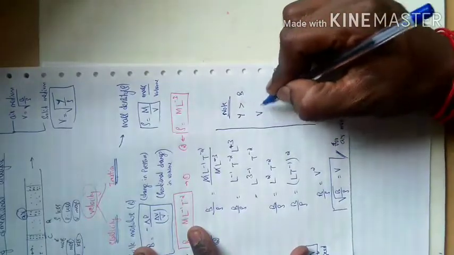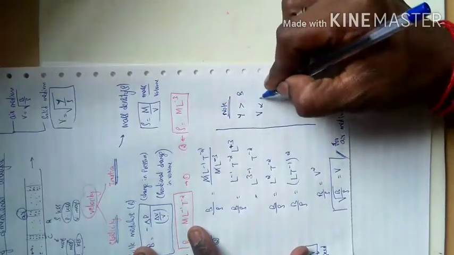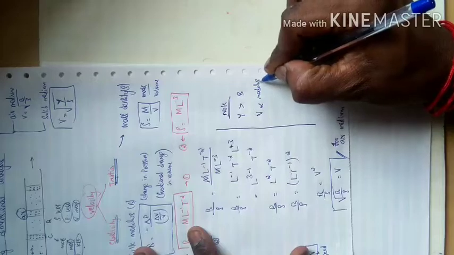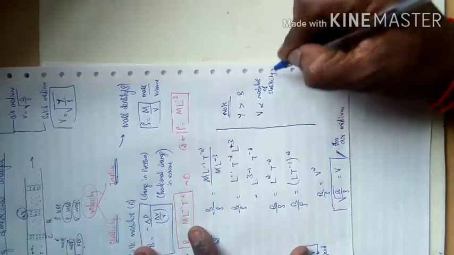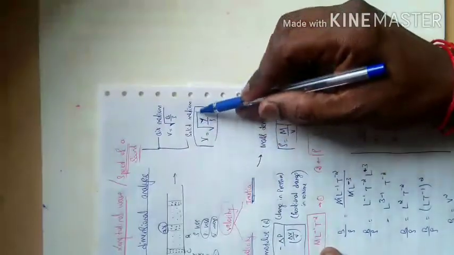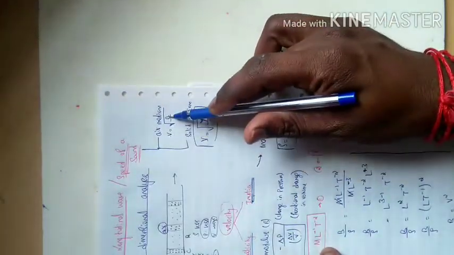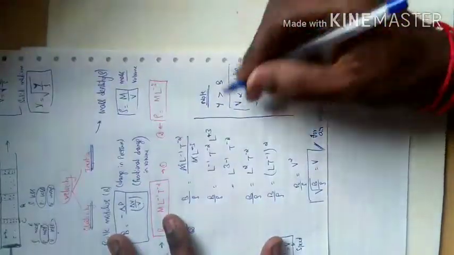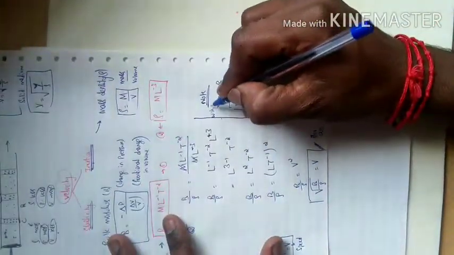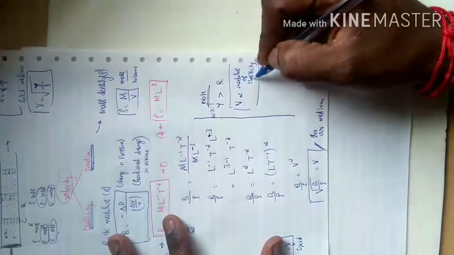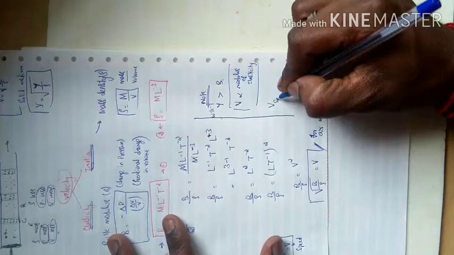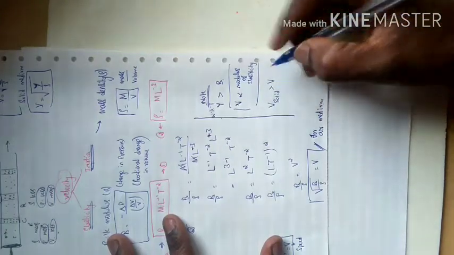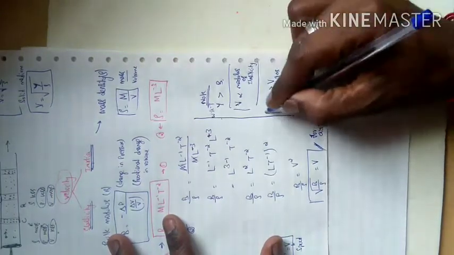Here I can say that velocity is directly proportional to the modulus of elasticity. See here, V is proportional to Y and V is proportional to B. That means modulus of elasticity. We know that Y is greater than B, that is modulus of elasticity. Then velocity of sound in solids is greater than velocity of sound in gas.